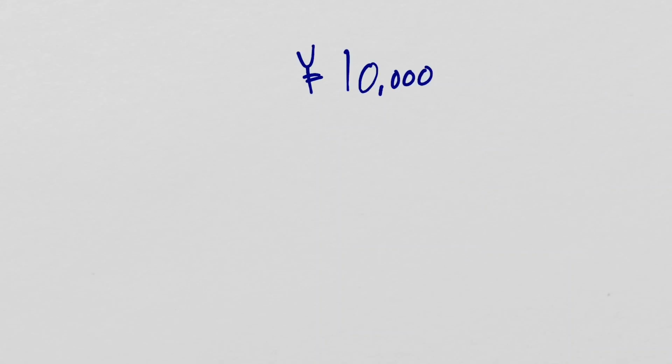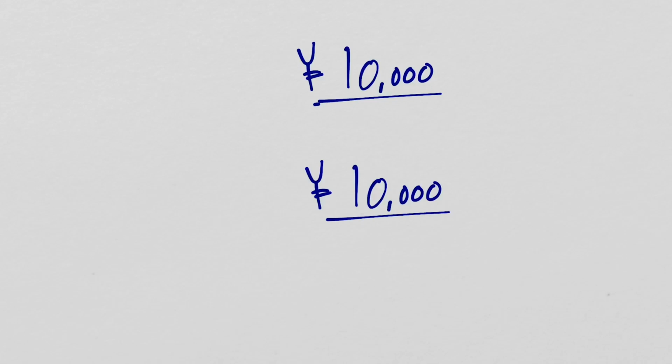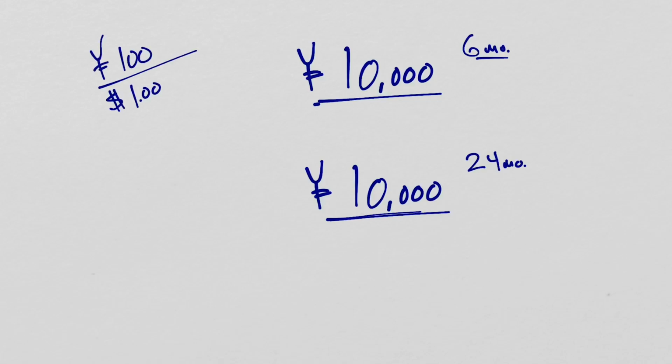If I know that I can buy tires 6 months from now from my supplier in Japan for 10,000 yen a tire, and again in 24 months, because I have good relationships with this supplier, I know that I can still purchase the same amount of tire for that same amount of yen, then if I know the exchange rate today, perhaps $1 buys 100 yen, then I know how much it's going to cost me in US dollars. $100 a tire.